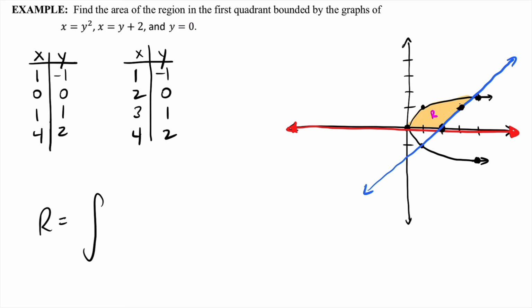Solve for x if not already done. So the top is the blue, and that's going to be y plus 2. The bottom is the black graph, the sideways parabola. That's going to be y squared, dy.